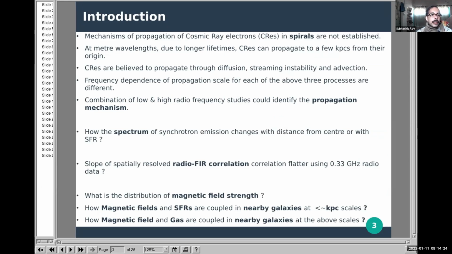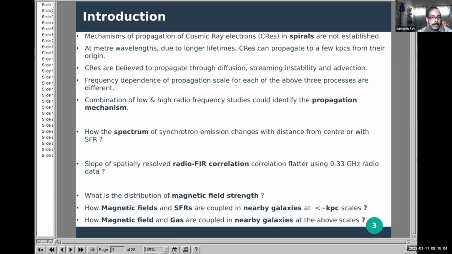At meter wavelengths, as we know, the synchrotron lifetime increases, essentially going as 1 over the root of frequency. That means if you reduce the observing frequency by a factor of 4, the lifetime of the synchrotron electron would go up by a factor of 2. That's why at lower radio frequencies CREs can propagate to a few kpc from their origin. Also, CREs are believed to propagate in general through diffusion, streaming instability, and advection.